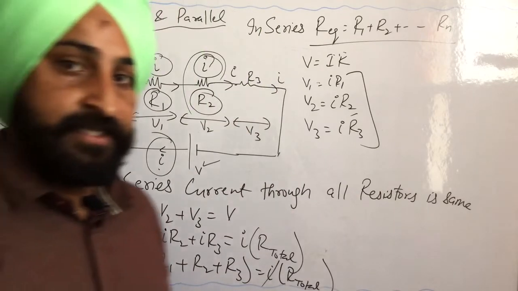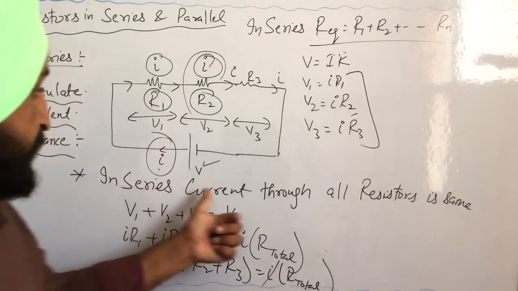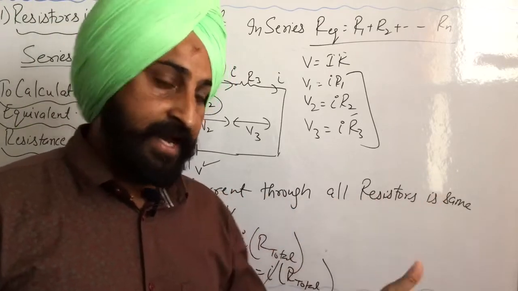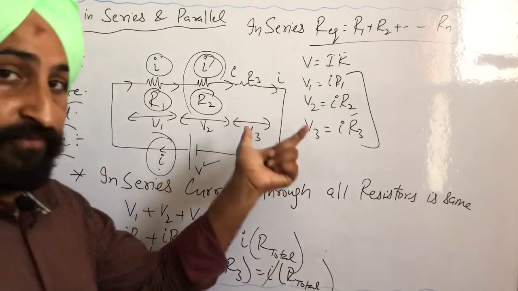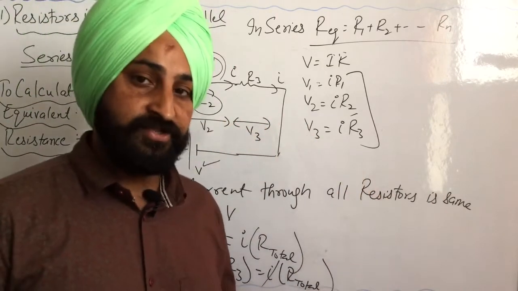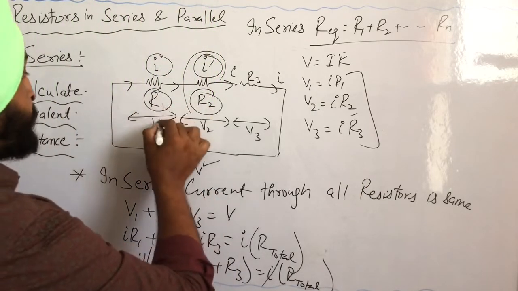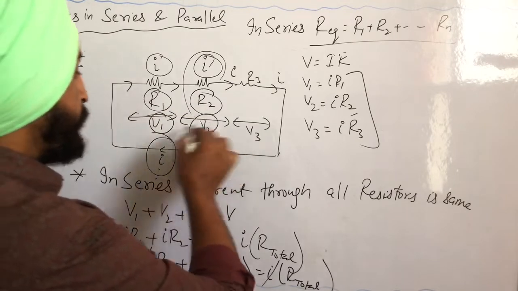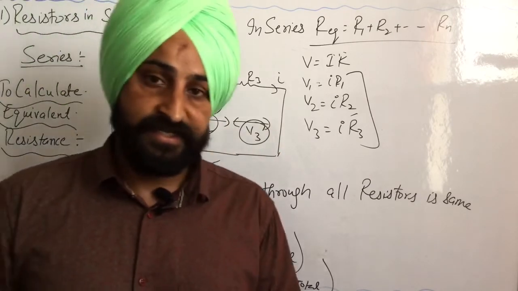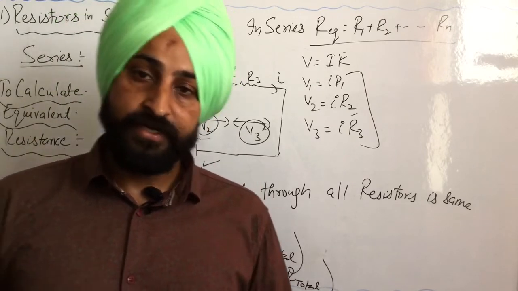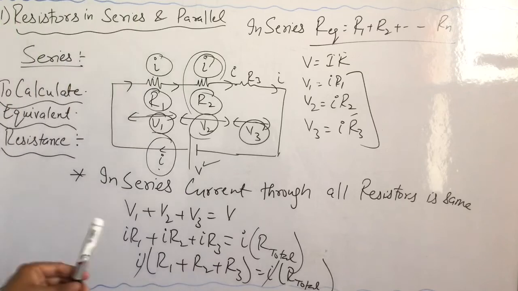So in series we come across two important points. One was that in series the current through all resistors is the same, and second, in series the potential across each resistor is different, or the potential drop across each resistance is different. Like the potential drop across the first would be V1, across the second it would be V2, and across the third it is V3. So in series, currents are the same but potential drops are different. This is the point that you have to keep in mind in case of series connection.